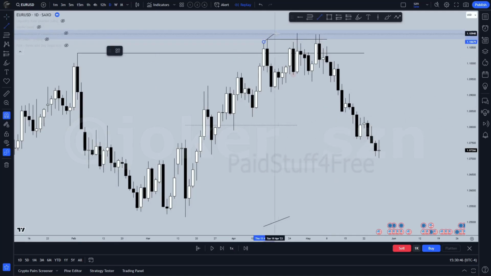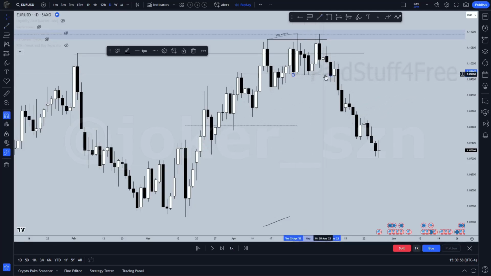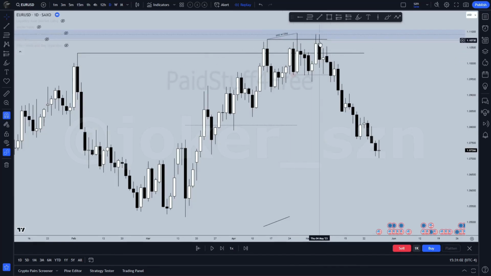So we have SMT here, potential SMT with DXY right here. And then you can see in the following days, we also get a close below this candle. At this point, for me, the daily order flow has shifted to the bearish side, right? So we are now in a bearish order flow, and we can look for shorts aiming for the sell side of those lows here, right?